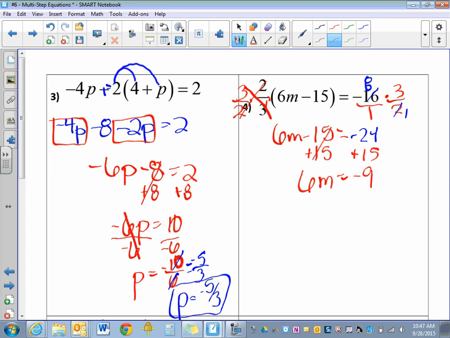And then Gloria, what do you think our last step is going to be? Take a look over here. When we had negative 6p, we have to divide because it's 6 times m. The opposite is to divide. So those cancel. And again, this fraction here can reduce. Make sure you're always giving your answer to us in simplified form. If you need to, use your calculator.